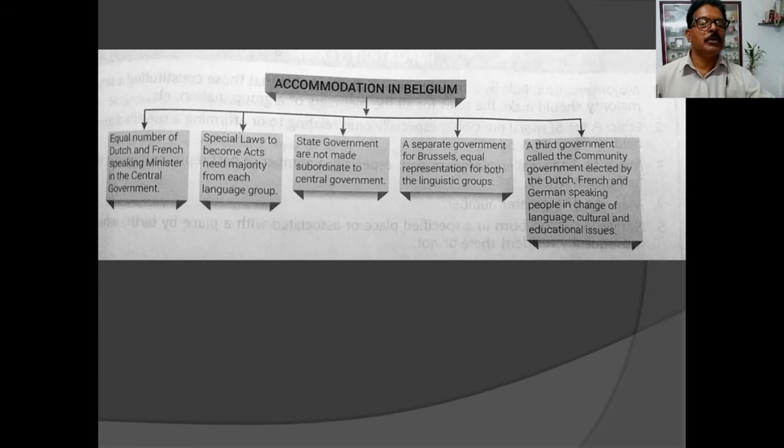Then the third government, called the community government, was selected by the Dutch, French and German speaking people, and this third government, called community government, can deal with language, cultural and educational issues. So the community government can deal with the language, cultural, educational issues of Belgium.